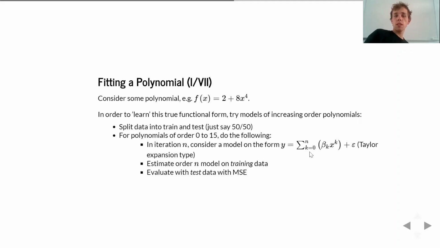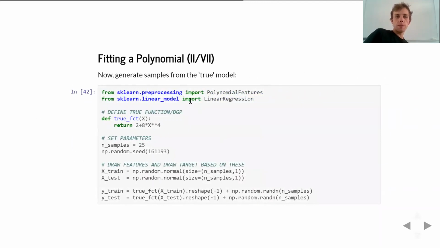What we're then going to do is estimate a model of order n on our training data. So we're going to estimate the coefficients associated with each of these 16 models on the training data. Then we will evaluate the performance of the models on both our test data and our training data. And we'll evaluate the models using the mean square error measure. Okay, so what we'll do first is generate samples using the true model.